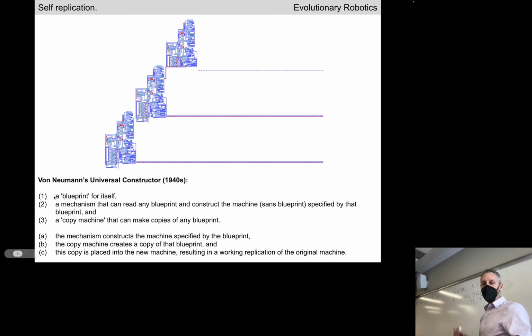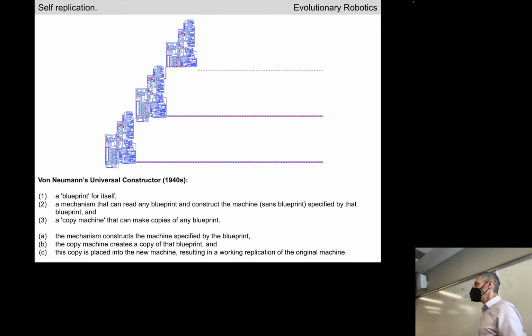What do you need? Von Neumann identified three necessary components. This machine has to have a, quote, blueprint for itself. The machine has to have a mechanism that can read the blueprint and construct a new machine. That new machine is empty. It does not contain a blueprint yet. The final step is another mechanism, this third mechanism that copies the blueprint into the new machine.